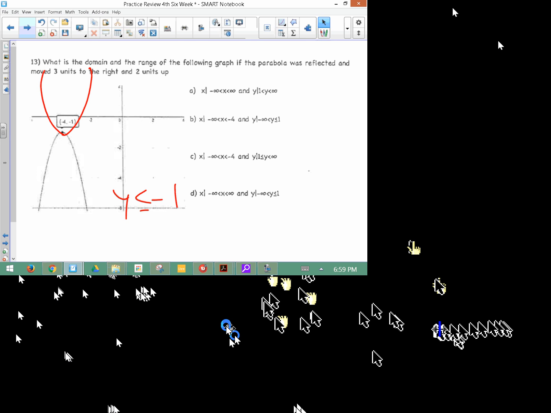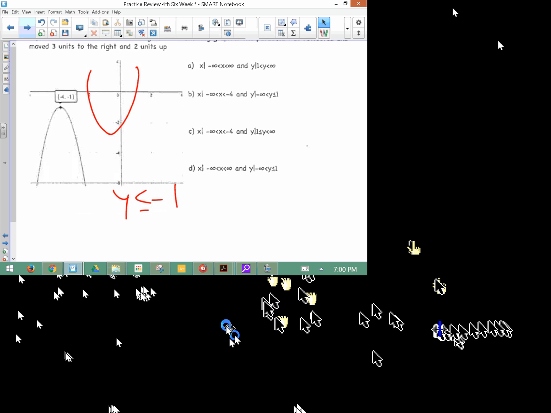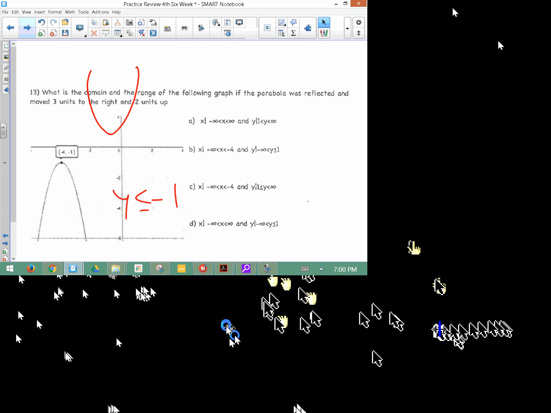It looks like that. And what if it was not only reflected, but we moved it 3 units to the right? It's at -4. We move it to -1, and then we move it 2 units up. Oops, tore the graph up there, didn't I? I'll just do it that way. It'd be something like that.